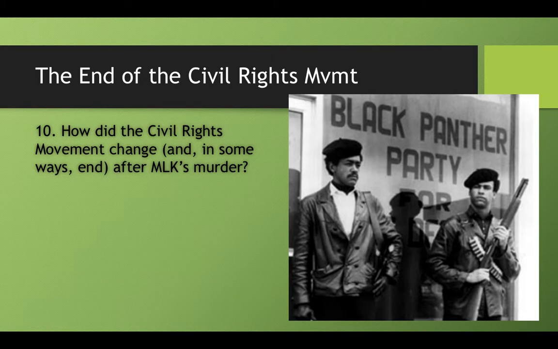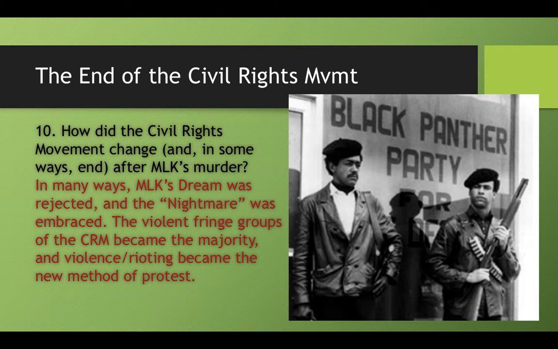So the civil rights movement tragically really changed, and in some ways it ended after Martin Luther King's murder, because in a lot of ways, Martin Luther King said, I have a dream. A lot of people saw his assassination as the rejection of his dream. And they said, okay, well, if you're going to reject the dream, you're going to kill the person with the dream, then welcome to the nightmare.